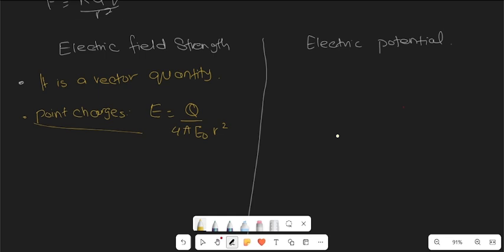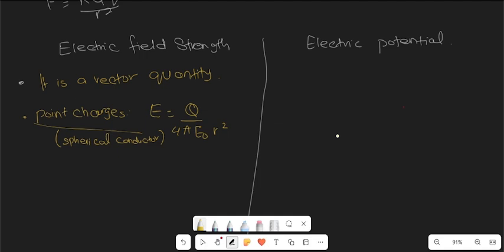Now what is a point charge? For something to be a point charge, it should be a spherical conductor, right? Now electric field strength is a vector quantity. Then we have the formula.